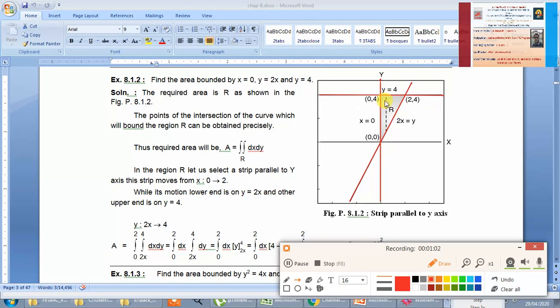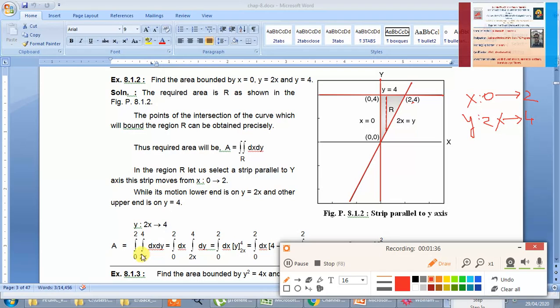Then we take a strip parallel to either the x axis or the y axis. So let us take a strip parallel to the y axis. In that case, this strip moves from the y axis, which is x equal to 0, to x equal to 2. During its motion, the lower end is on y equal to 2x, whereas the upper end is on y equal to 4, and that is the limit: 0 to 2 and 2x to 4.